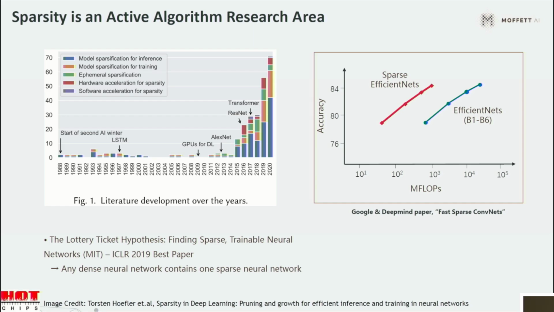So this actually shows a very good result for sparse neural networks: they can reduce the computation under the same constraint of accuracy. They can also increase the accuracy under the same constraint of computation power.